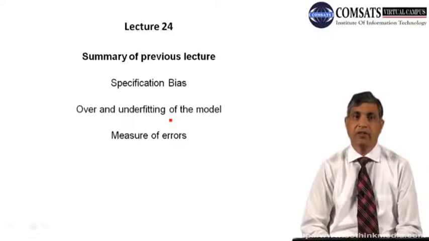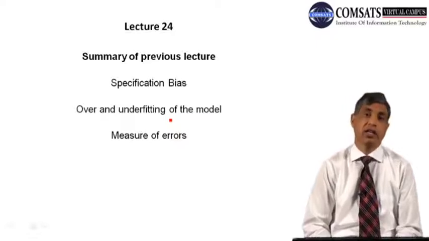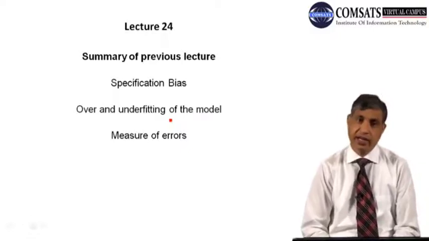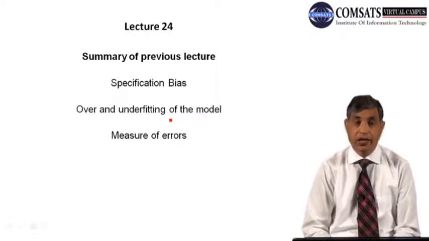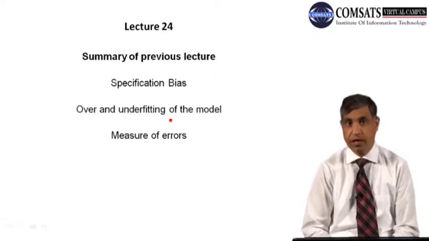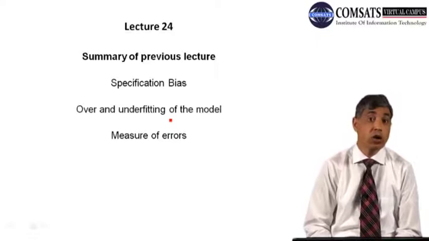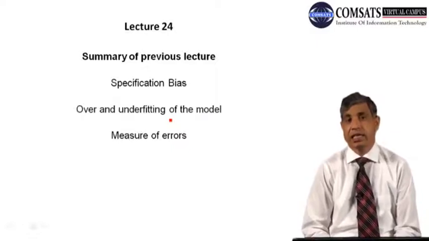So if you remember, our discussion was specification bias, a very critical issue, and we talked about how there may be two, 3 or 4 kinds of specification bias. Over and underfitting of the model: very quickly going through, if you include some extra variable into the model, it becomes overfitting, and if you exclude some of the important variables out of your model, this is called underfitting. We did a comparative analysis of which is more costly, in the sense that it penalizes the researcher more, and which is less costly.